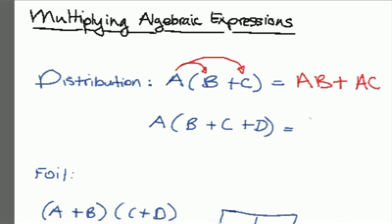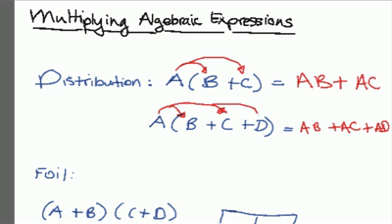If there's three terms, there's no difference. It would be AB plus AC plus AD. You just take that first term times each one. Again, there will be an example video for all this, so make sure you check that out.